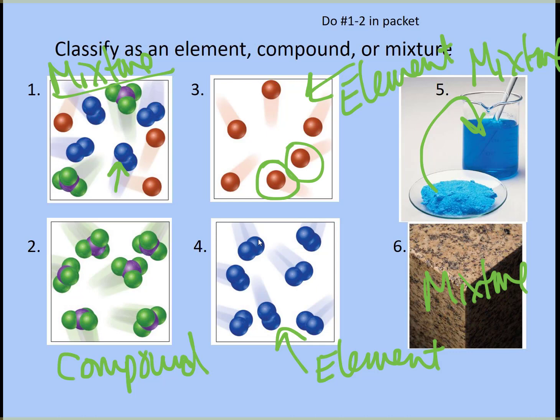So if you have the name of something, and if you're wondering if it's an element, it should be on the periodic table. If it's not on the periodic table, then it's not an element.